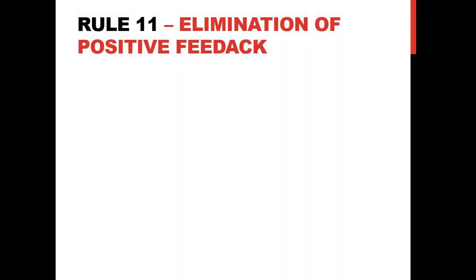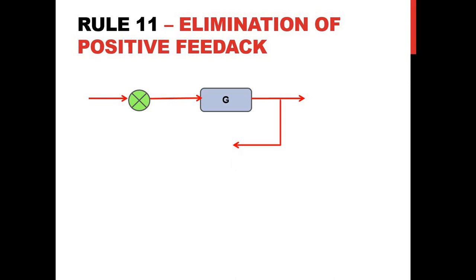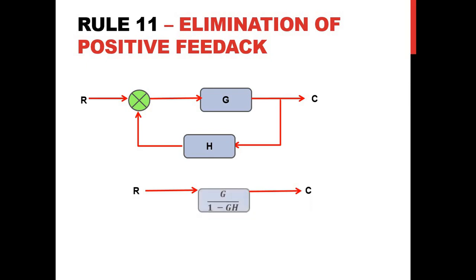Rule number 11, another important rule, elimination of positive feedback. For the same case, we have a block called G, and a summing point for which we are going to give a positive feedback. The feedback value is H. So the input is R, output is C. Now for the same input R and same output C, we should have a single block in between this input and output whose value should be G by 1 minus GH.